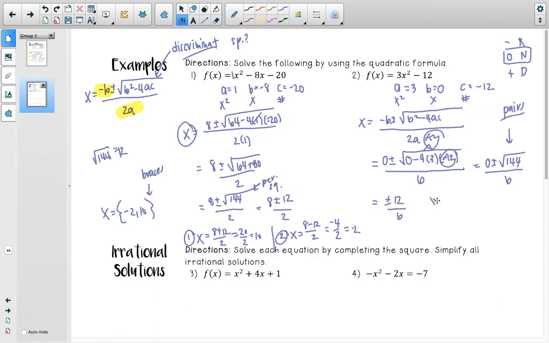Okay, so we have 2 answers. You have a positive 12 divided by 6, which is 2, and you have a negative 12 divided by 6, which is negative 2. So your final answer is negative 2 and 2. And I'm going to ask a question. What is the other way you can write this? We talked about it when we did square roots. What is the other way you can write this without having to write the braces? Hopefully your thought process is you can write it as plus or minus 2.